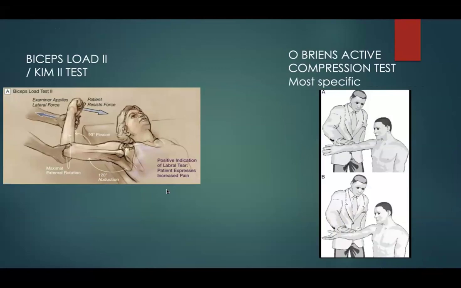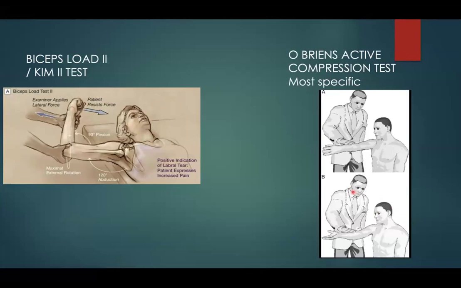In this test, the patient is in the supine position with the shoulder in 120 degrees of elevation and full external rotation, while the elbow is in 90 degrees of flexion and the forearm is in supination. The patient is then asked to flex the elbow as the clinician provides resistance. The test is positive when the patient experiences pain during elbow flexion.